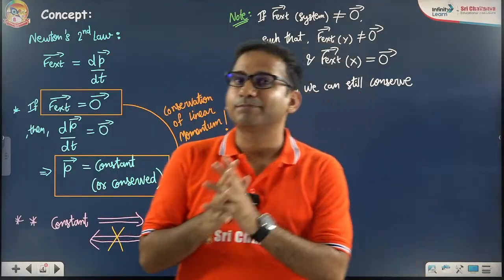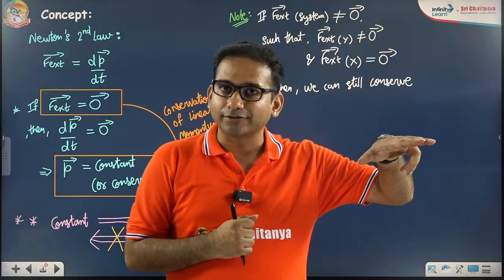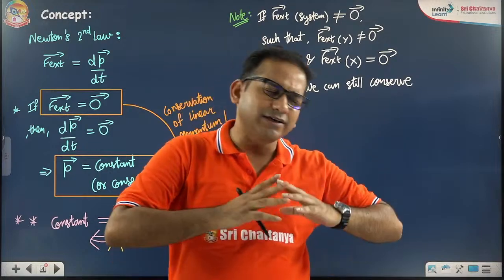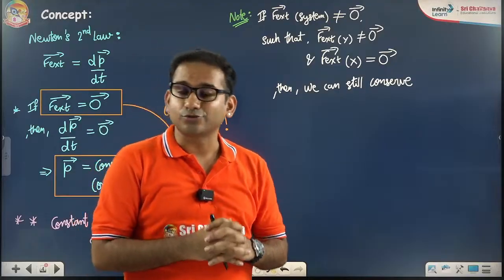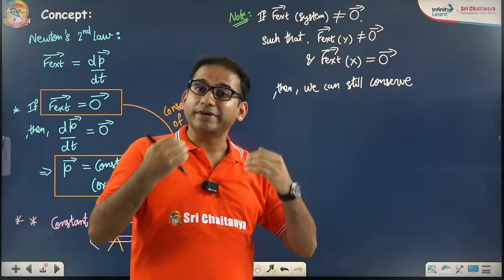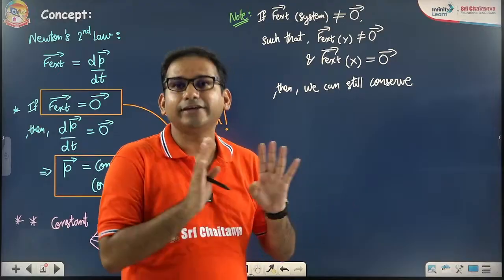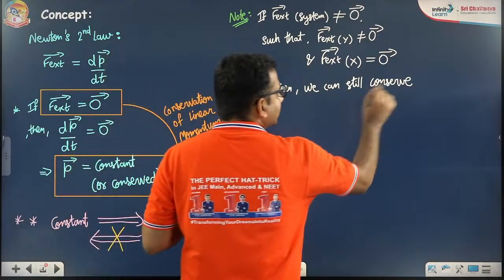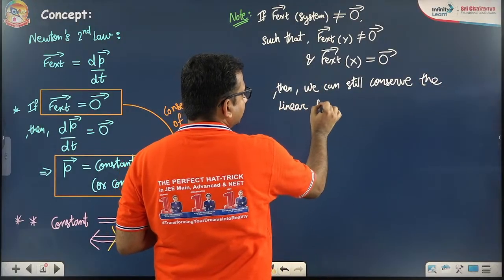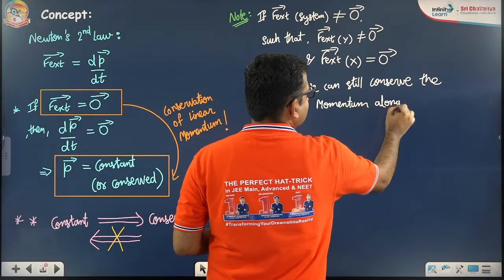But interestingly, in some problems, overall external force is non-zero, but in a particular direction, say along the inclined plane, say along the x-axis, say along the y-axis, depending upon the problems or situations, in a particular direction, the net force will be zero. Then we will be happy to apply the conservation of linear momentum in that particular direction only, which means we can still conserve the linear momentum along x-axis.